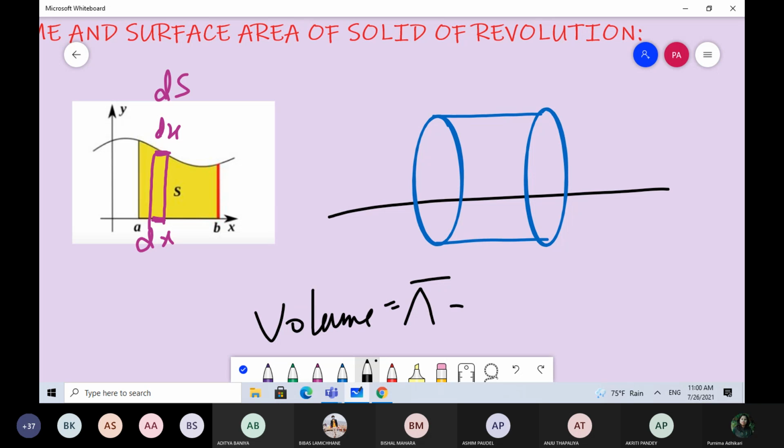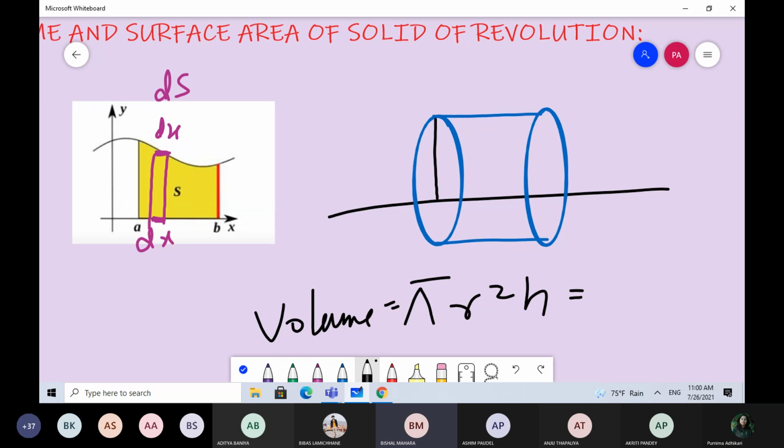Okay, pi r square h is the formula for volume of a cylinder. Now we have to determine what is your r, that is radius, and what is your h, that is height. So what is the height of the cylinder? dx. Yes, this height is dx, isn't it? So what is its radius? Radius is this length. How much is this length? Okay, like Asim said, dy.